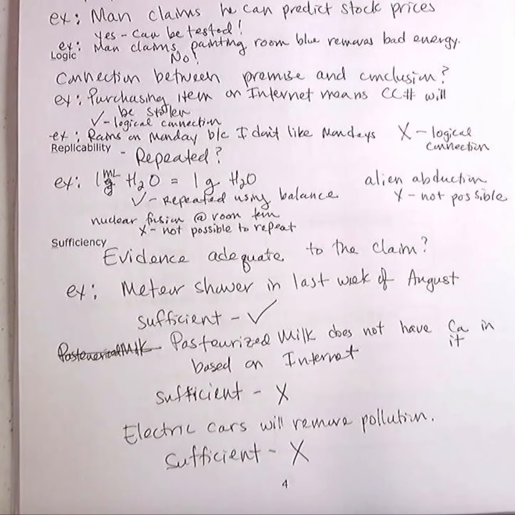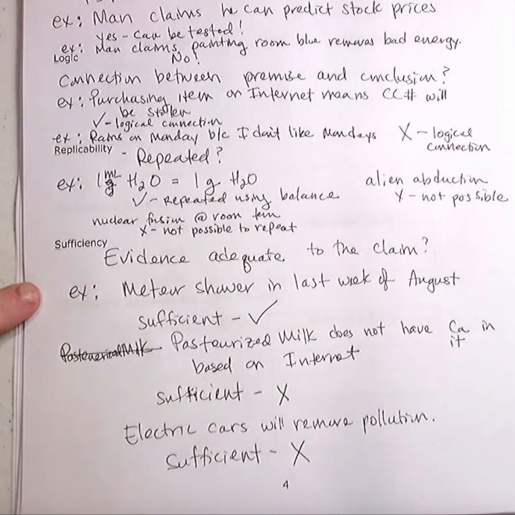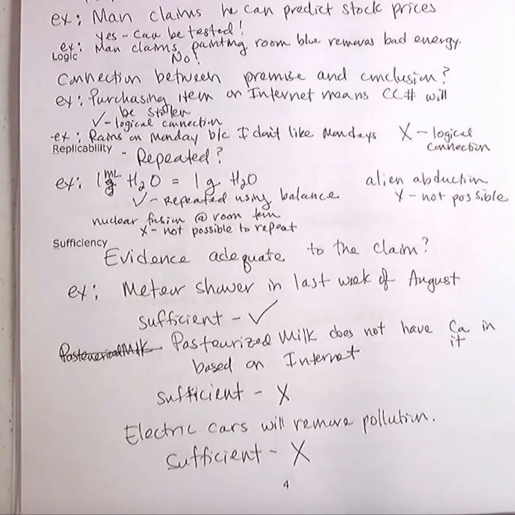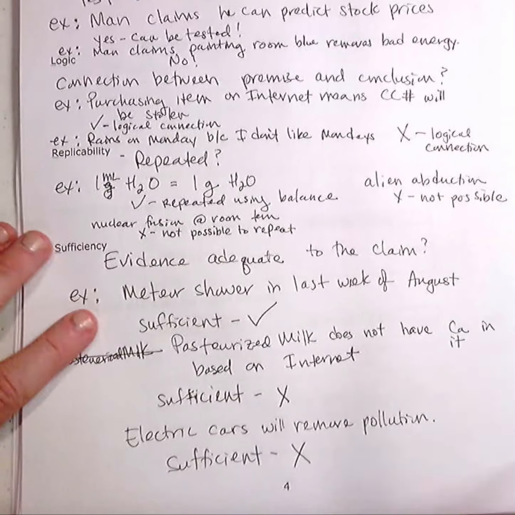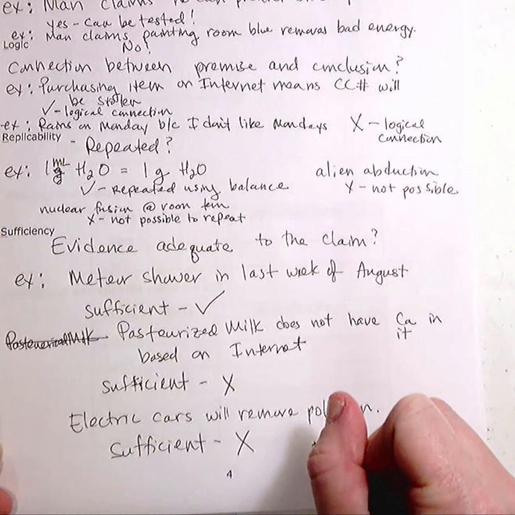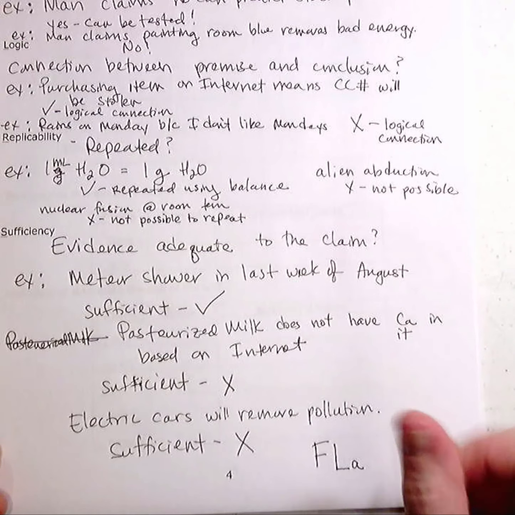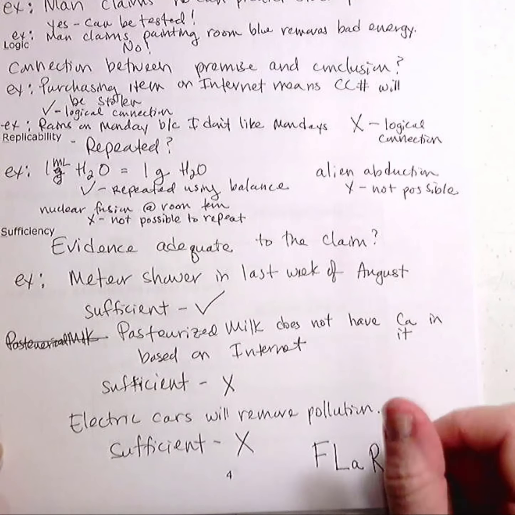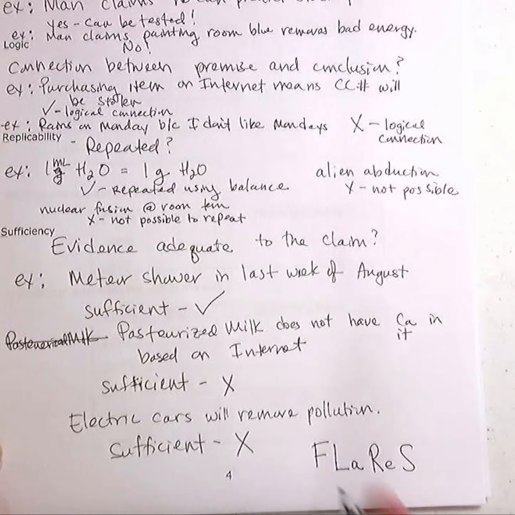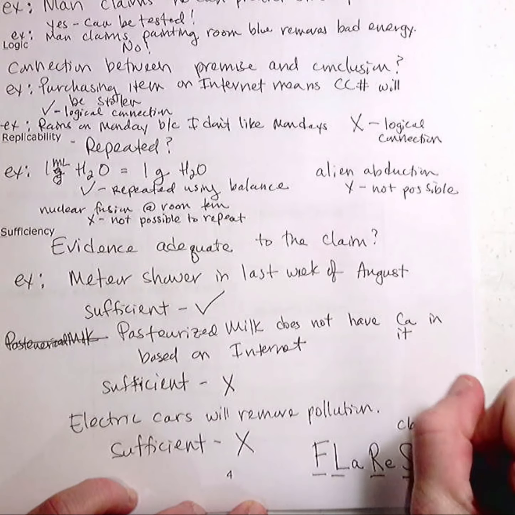So if you can go through and say falsifiability, logic, replicability, I have such a hard time saying that, sufficiency. So if you can go through all of those, then the claim might be true. So you can use the acronym FLAIRS: falsifiability, logic, just a little a, replicability, and then sufficiency. So these will help you remember. If it can pass all of these, then the claim is likely to be true.